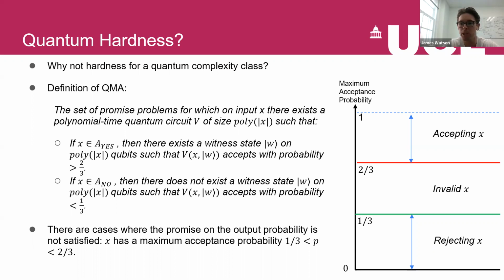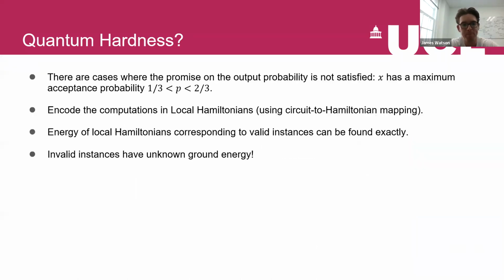Well, you could ask, what happens if I try and prove hardness for a quantum complexity class like QMA, and we can try and do that. The natural thing to do is to encode the QMA verifier circuit in a local Hamiltonian using Kitaev's well-known circuit Hamiltonian mapping. And you can show that the energy of local Hamiltonians corresponding to valid QMA instances can be found exactly, modulo some details. But as soon as I input an invalid instance, you can't really say anything about the energy.